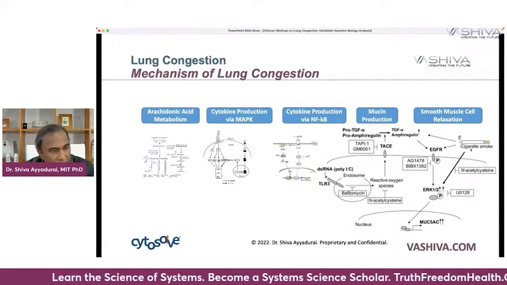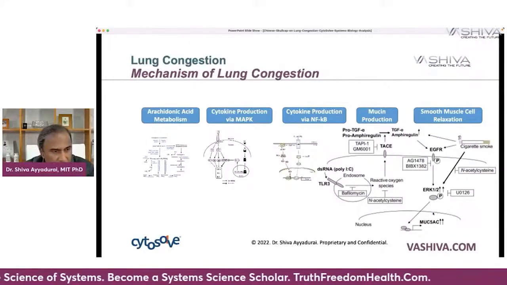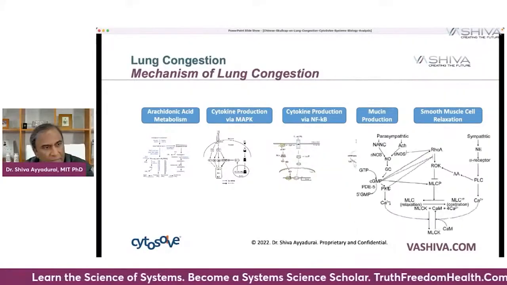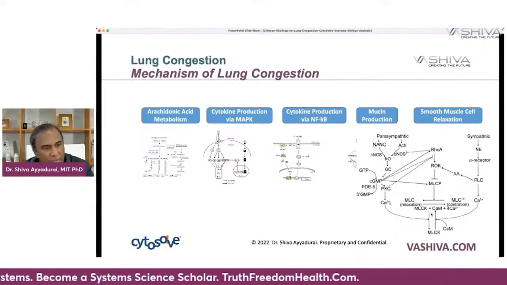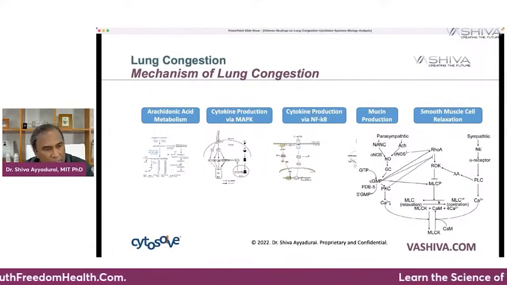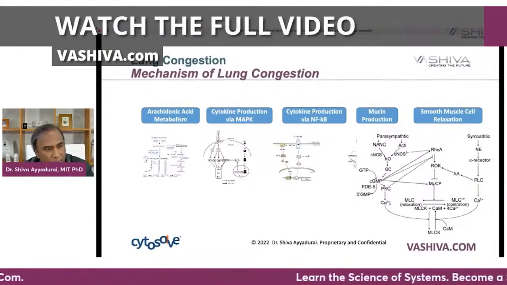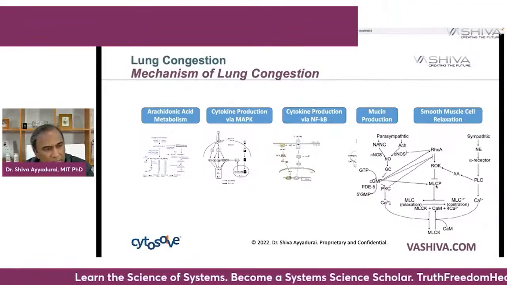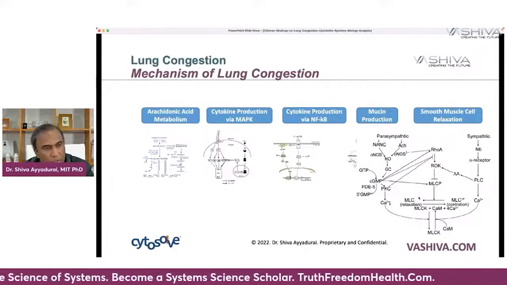You can see right here, for example, how cigarette smoke through a series of pathways results in mucus here. And then you have smooth muscle relaxation, when your muscle can either relax or it can contract through MLCP. When MLCP is there, you get relaxation. When MLCP is blocked, you don't get relaxation. So MLCP is a very, very important chemical that supports relaxation.